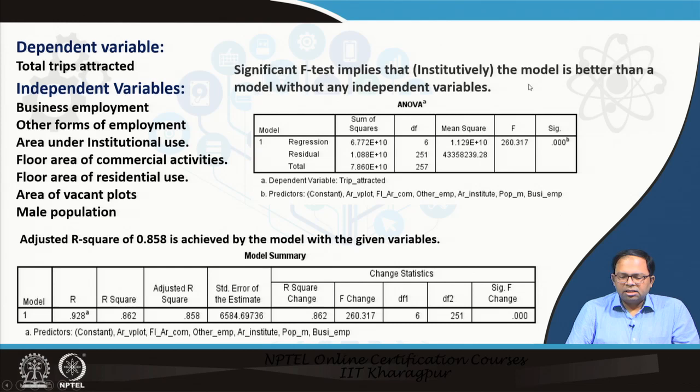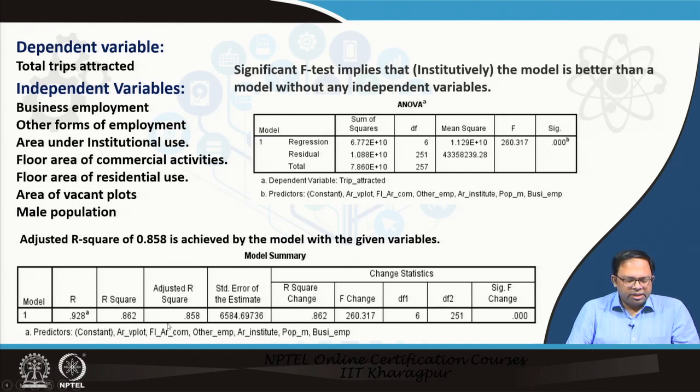Now, the F test value, as we can see over here, is significant. So, that means the model with the variables is better than the model without the independent variables, and we get an R square value of 0.858, which is a pretty good value. Anything better than 0.75 is better for regression, but again a lot of people give different opinions.